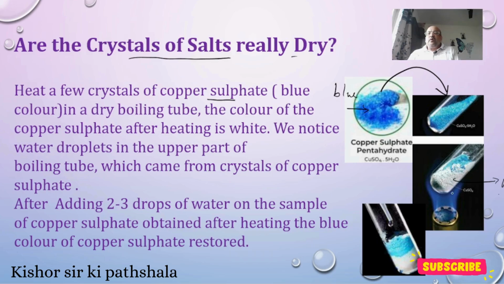What we notice is water droplets on the upper part of the boiling tube. If you see the upper part of the boiling tube, there will be water droplets. Now, where did this water come from? These water droplets came from the crystals of copper sulfate itself.